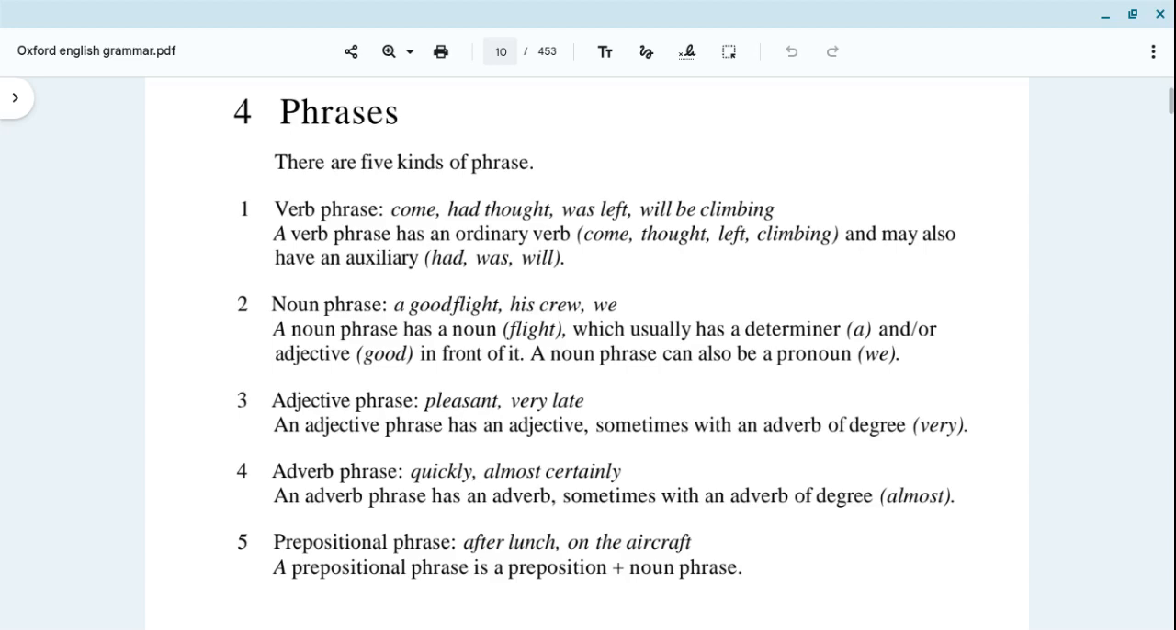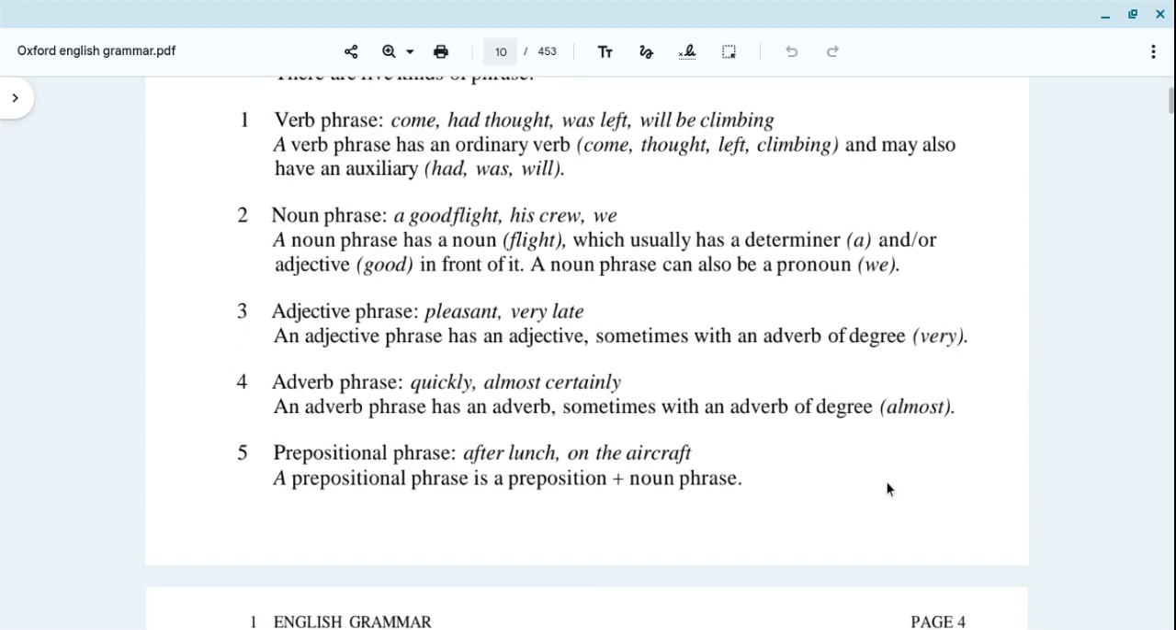Number 3, adjective phrase: pleasant, very late. An adjective phrase has an adjective, sometimes with an adverb of degree, very. Number 4, adverb phrase: quickly, almost certainly. An adverb phrase has an adverb, sometimes with an adverb of degree, almost.